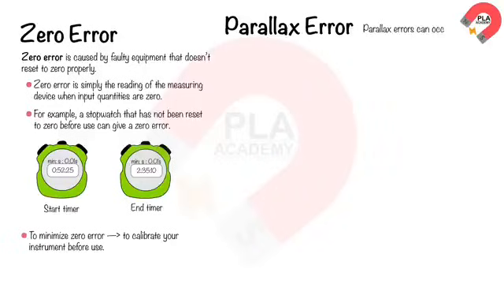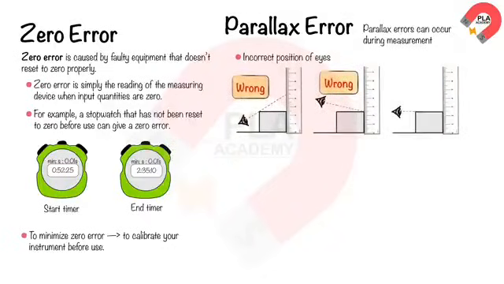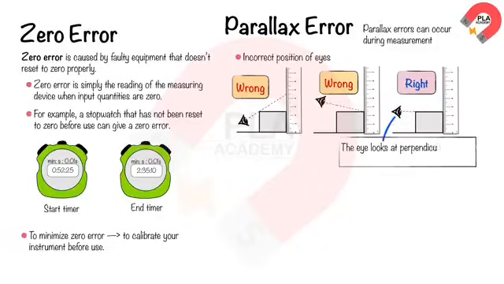Parallax error. Parallax errors can occur during measurement, for example, incorrect positioning of the eye. This is the wrong position of the eye. This is the wrong position of the eye. This is the right position of the eye. We should read the scale at a perpendicular angle to the scale to avoid the parallax error.